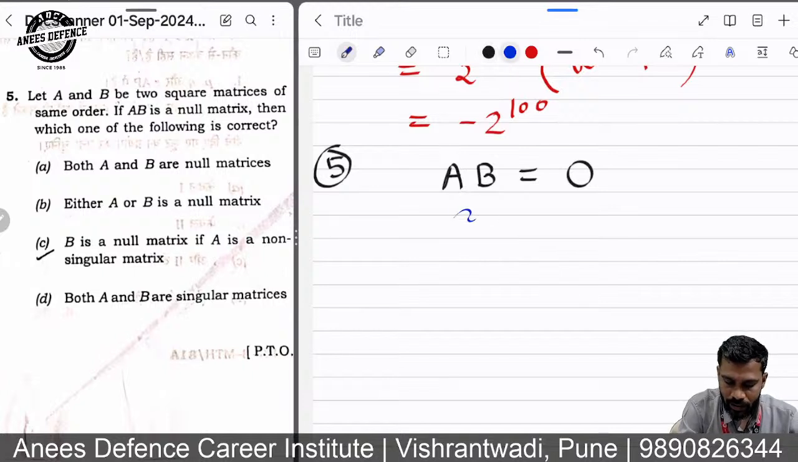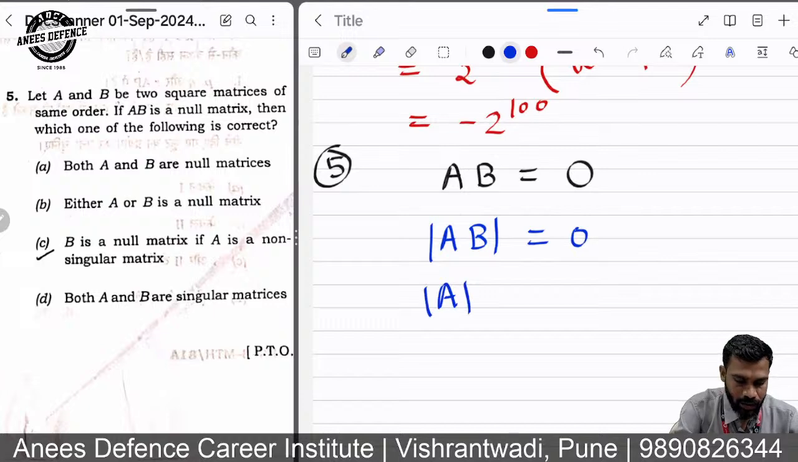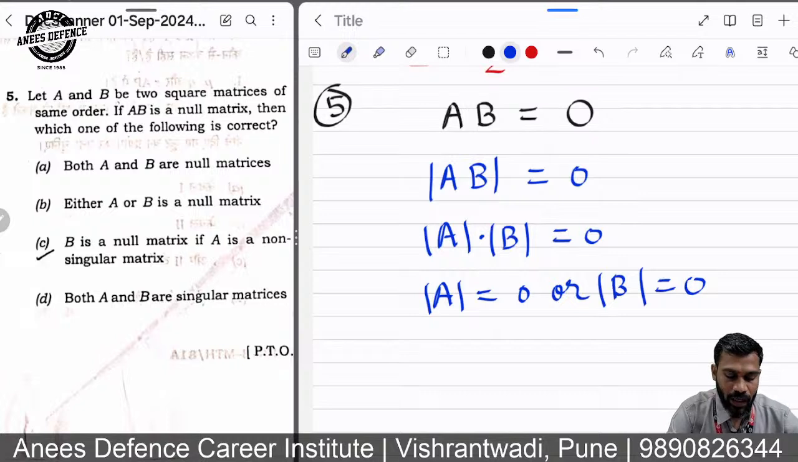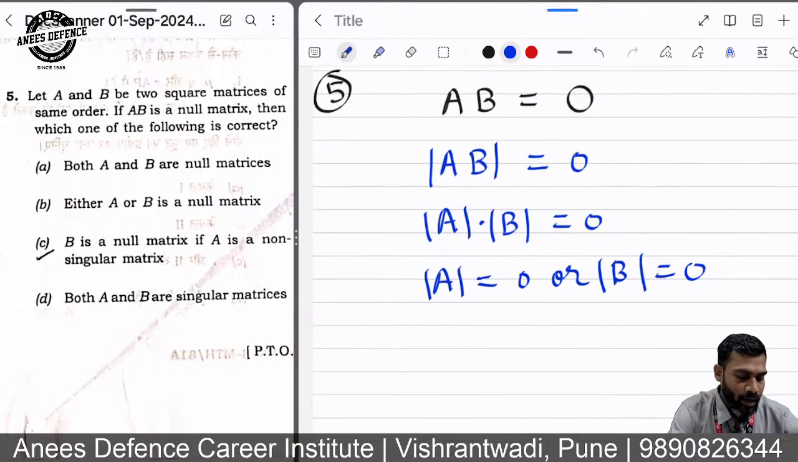So we already know that if we try to find the determinant of AB, this will of course be 0. So determinant of A into determinant of B will be 0. So determinant of A will be 0 or determinant of B must be 0, right? So either A or B will be singular. That we can say for sure. But if you see the options, both A and B are null matrices. That's not necessarily true. Either A or B is a null matrix. Again, it is not necessarily true. Similarly, it is not complete, I can say.